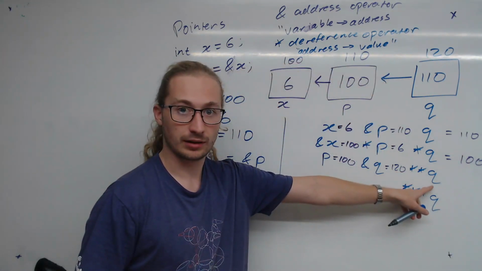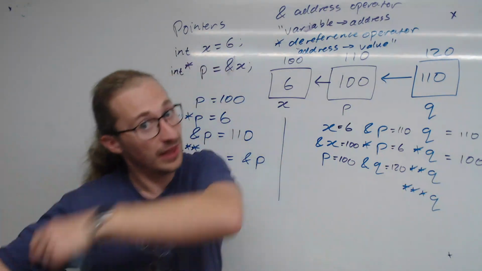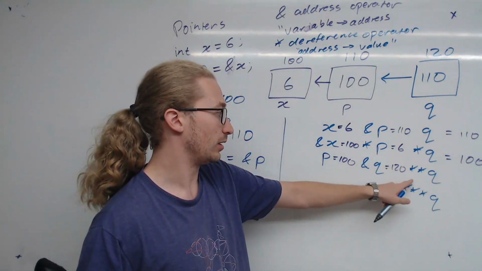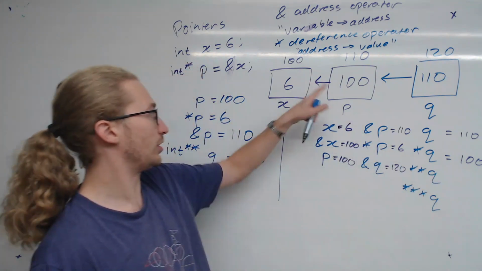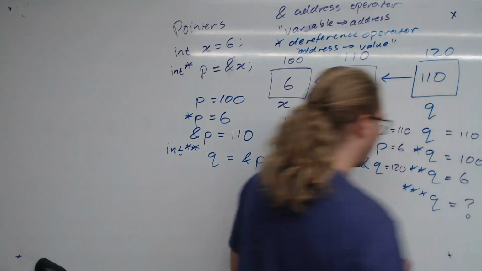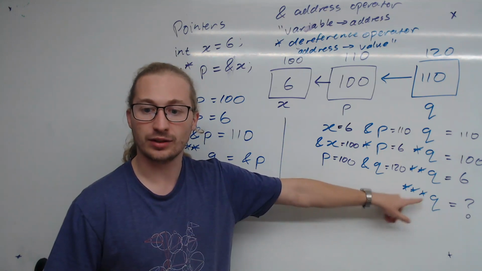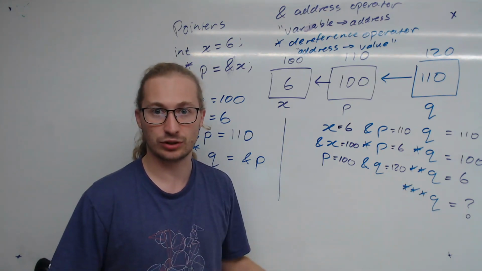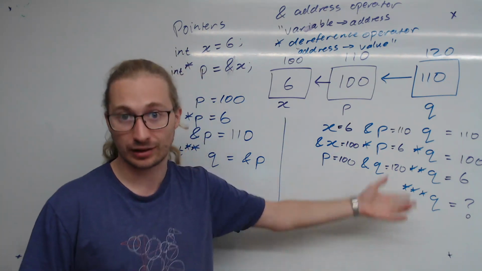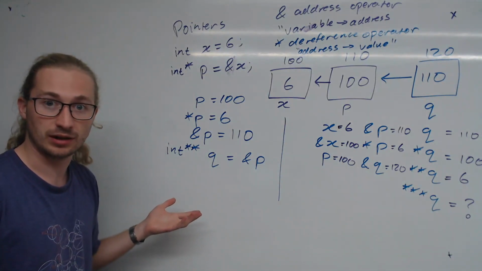Star star q is a little more tricky. It's the thing that q points at and the thing that that value points at. So star q is 100, so this evaluates to star 100, which is the thing that 100 points at, which is 6. And the last one's sort of a bit undefined. Star star star q, I guess, would be the thing that lives in the 6th memory address in memory, which is, who knows, uninitialized garbage. But it's the thing that lives in memory address location number 6. Okay? So that's a brief intro to pointers and operations.